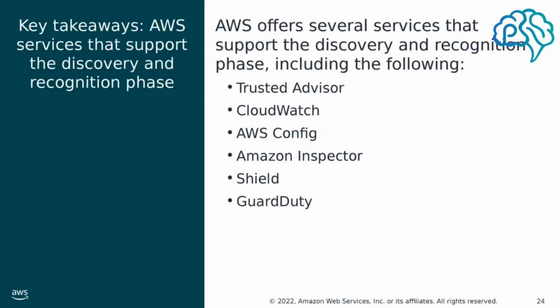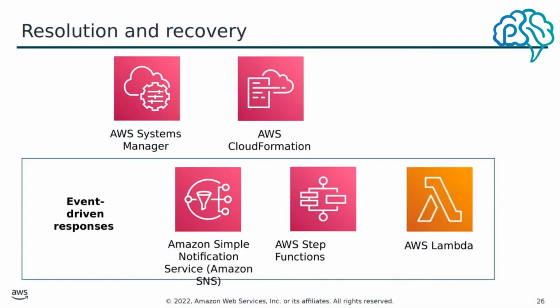So really, in a nutshell here, the key services to be aware of would be Trusted Advisor, CloudWatch, Config, Inspector, Shield, and GuardDuty. So let's talk about services that would help you with the recovery phase and resolution next. These services would include AWS Systems Manager, AWS CloudFormation, Amazon Simple Notification Service or SNS, AWS Step Functions, and then AWS Lambda. And these are event driven in the case of the bottom here, SNS, Step Functions, and Lambda. And these are things that can be very helpful when you're thinking through how to build out a resolution.